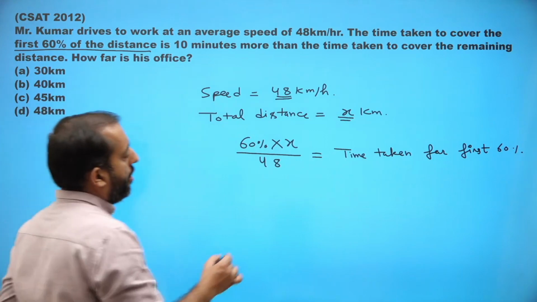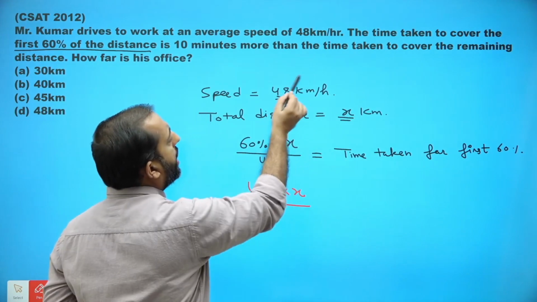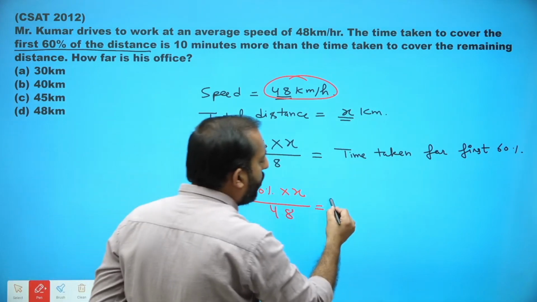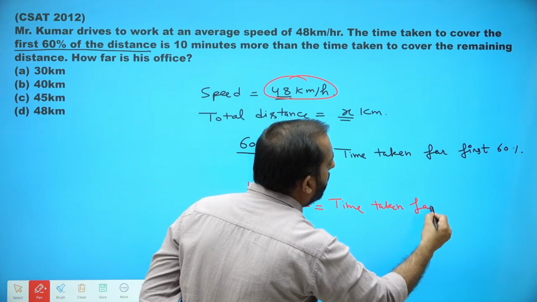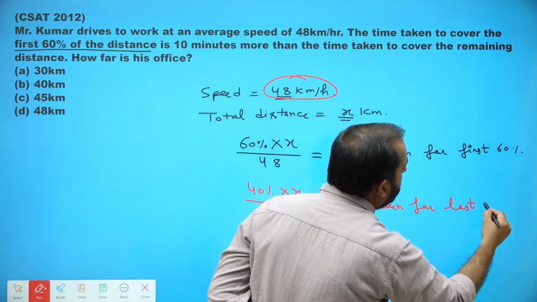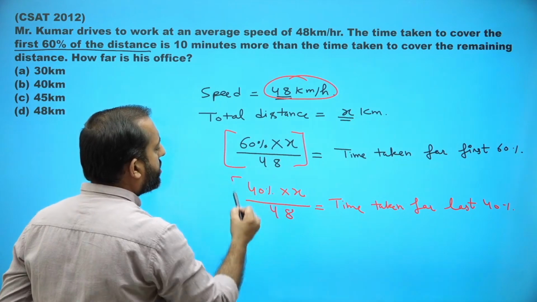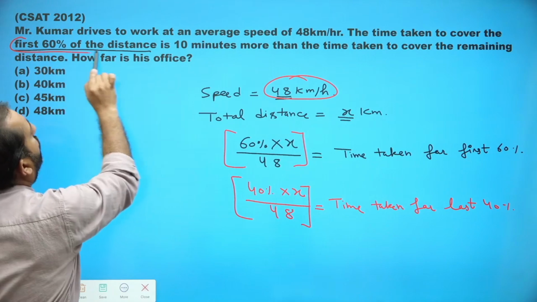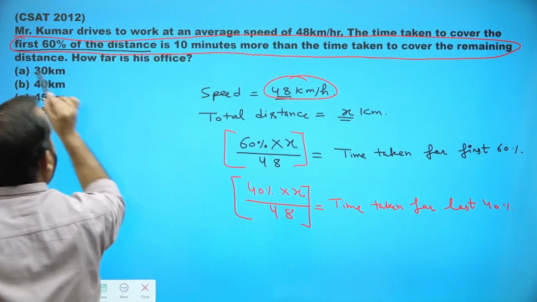Now, the remaining 40% of the distance is again covered at this very same speed. So distance upon speed will give me the time taken for the remaining 40%. So this is time, this is time. Now it is given to us the time taken for the first 60% of the distance is 10 minutes more than the remaining.